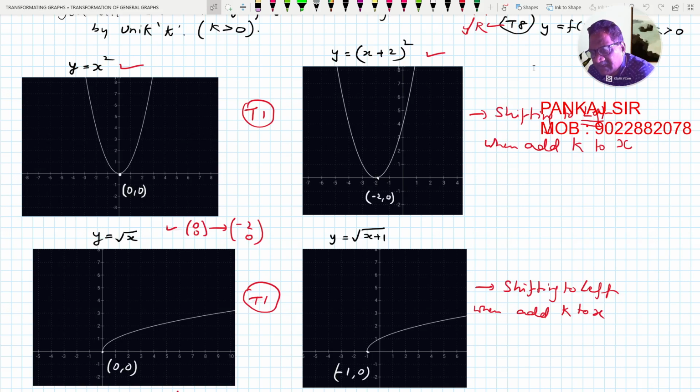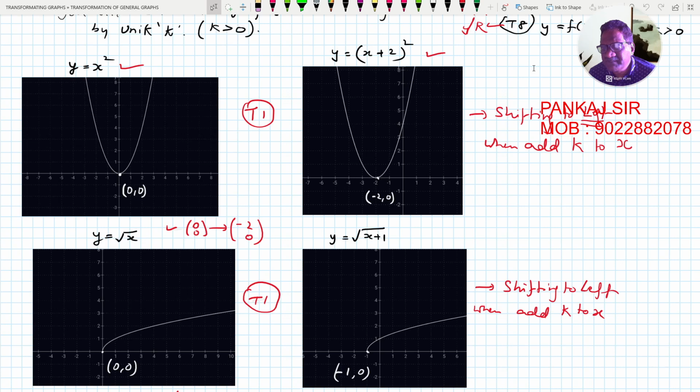This is the continuation of the video, video number 2 of part 2 of transformation of graphs. As I mentioned in my earlier session, transformation means what, and with regard to that we had already started with one of the transformations, that is from f of x to f of x plus k, where k is a positive integer.